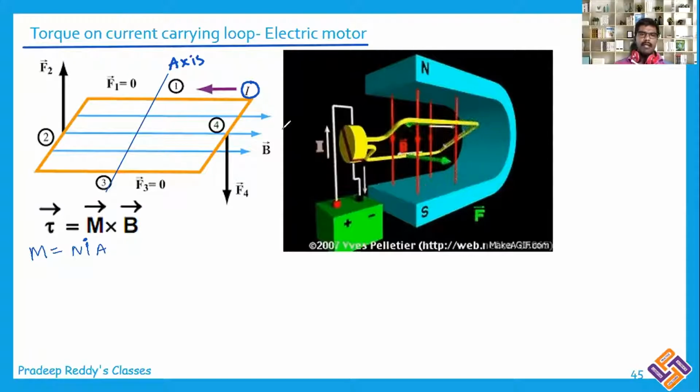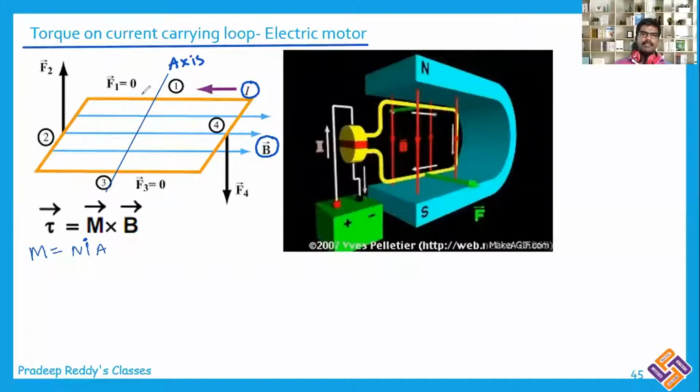Now as the magnetic field is given on the right side, the magnetic field is in this direction. This conductor will experience a force. Each conductor will experience a force. Now segment 1. This is segment 1. What is the force experienced by that segment?